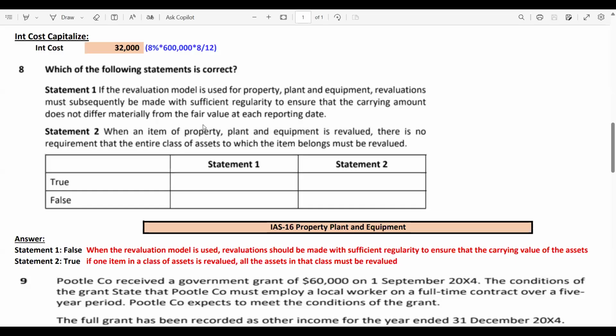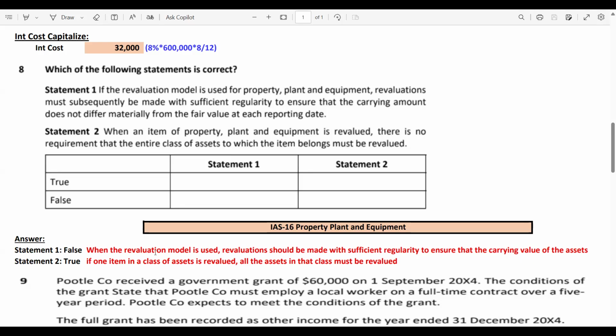Okay guys, in statement 1 I made a mistake because I read it incorrectly. It is written that revaluation must subsequently be made with sufficient regularity to ensure that the carrying amount does not differ materially from the fair value at each reporting date. Yes, it is correct, so it is true. In the answer I have changed the statements. So don't worry, while uploading the PDF file on the drive link, I will change the answer. So statement 1 is true.